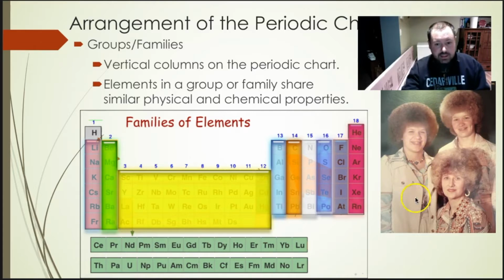Is there anything that this family has in common? I see something. It's the same thing when it comes to the periodic chart. The families of the periodic chart have things in common. That's why I like to call them families, because they have things in common. And you're probably asking about this big yellow section. We'll get to that later. But yeah, these families have things in common. That's why they're called families.